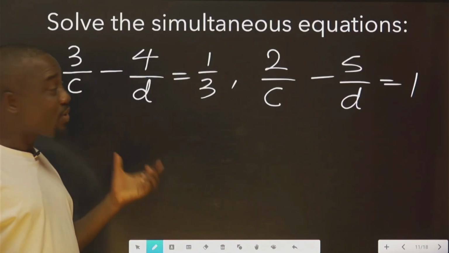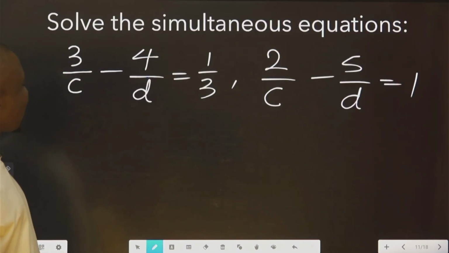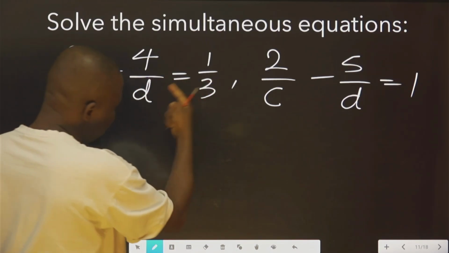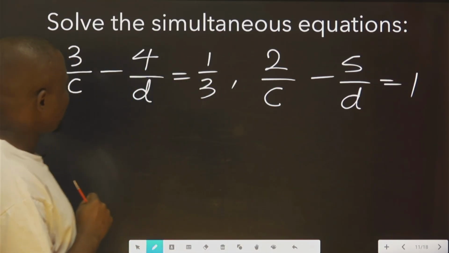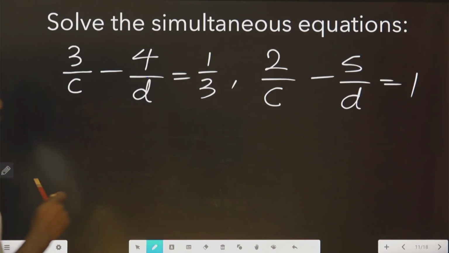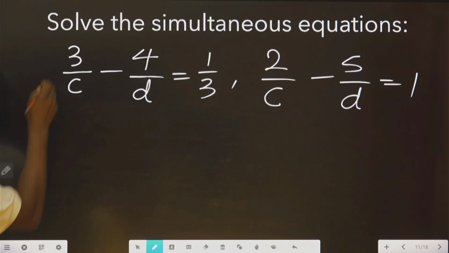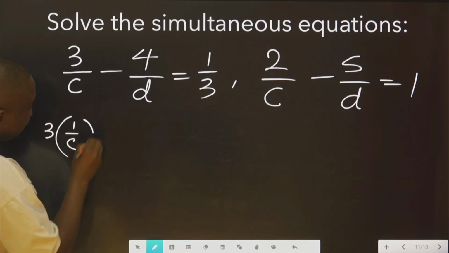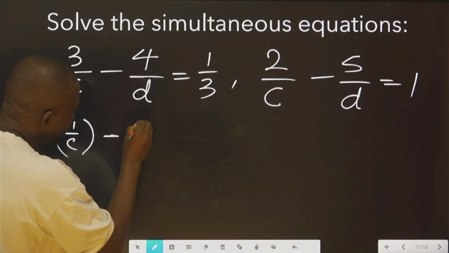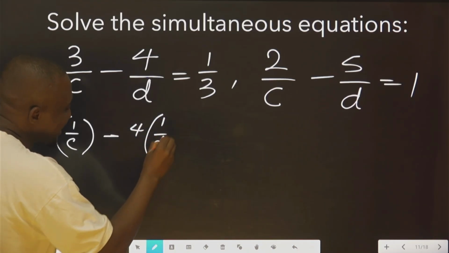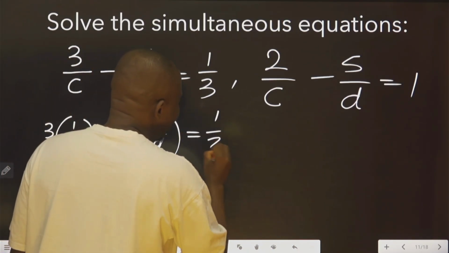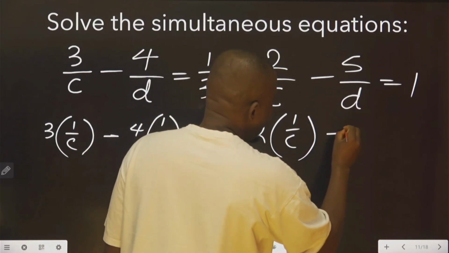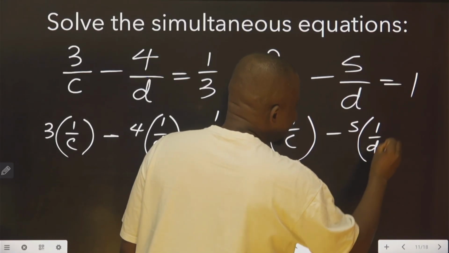Now, let's look at this second one. As you can see, there is this denominator, as I can see here, C, C, D, D. There's a pattern. What can we do in this place? What we can do is this. We can bring out this 3 and say 1 over C minus, we bring out this 4, 1 over D equals 1 over 3. We bring out this 2, 1 over C. We bring out this 5, 1 over D equals 1.